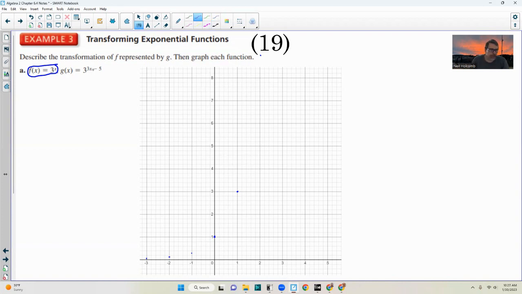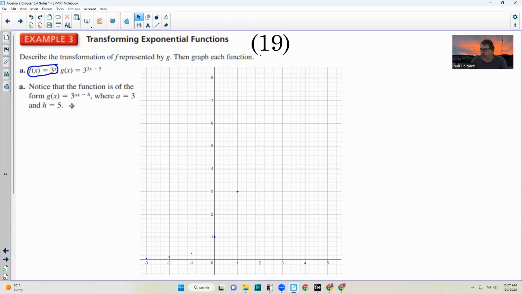G of x, now notice what's going on here. A equals 3, and h equals 5. So that means we have this. Notice that the function is of the form g of x equals 3 to the ax minus h, where a is 3 and h is 5. So 3, what does that mean?